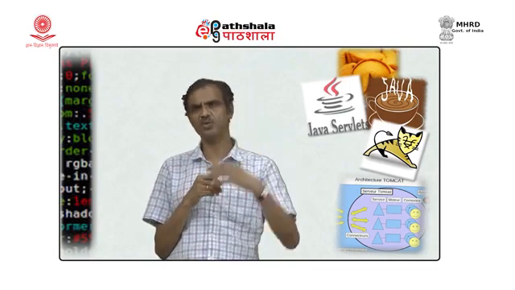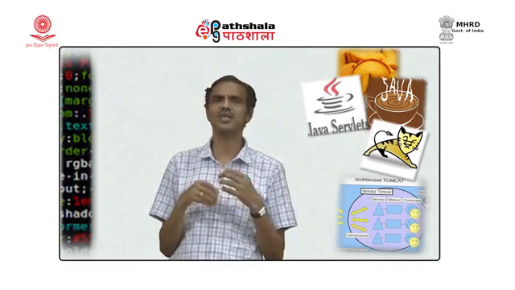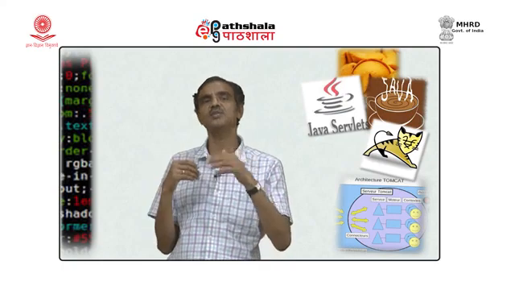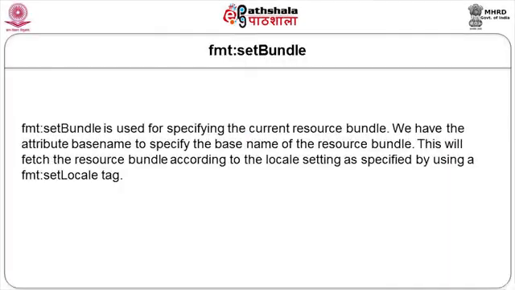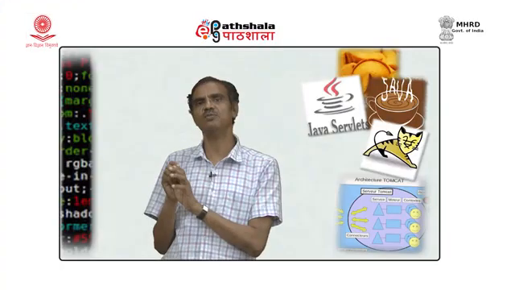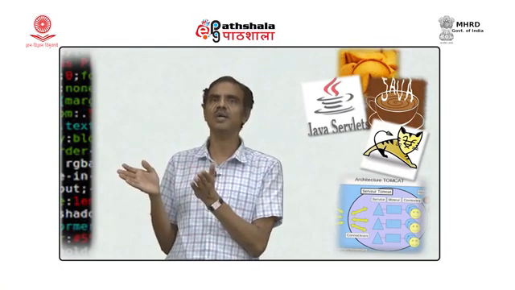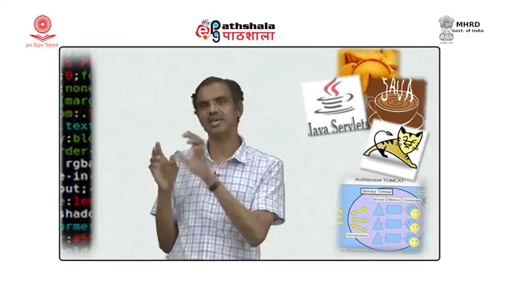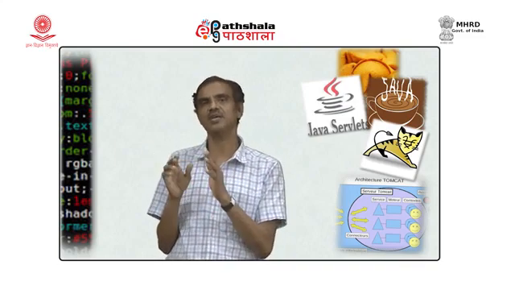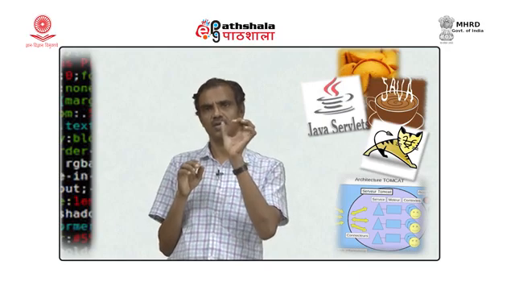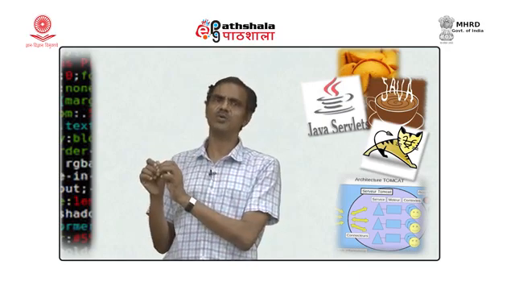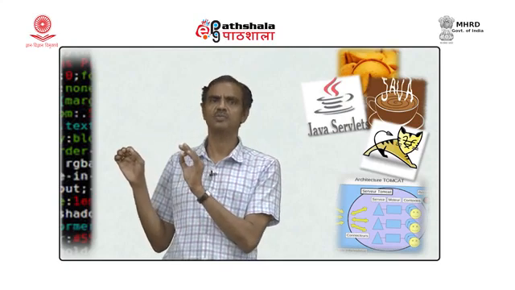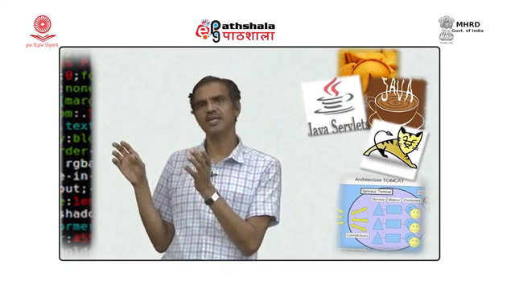So, you do this setting first, and then I am interested in using a particular resource bundle. So, you will have fmt:setBundle, which would then set, where we will say value equal to, and we will specify the name of a resource bundle. Sorry, it is not value equal to, here we will say basename equal to. So, fmt:setBundle basename equal to the name of a resource bundle. The base name for the resource bundle can be specified.